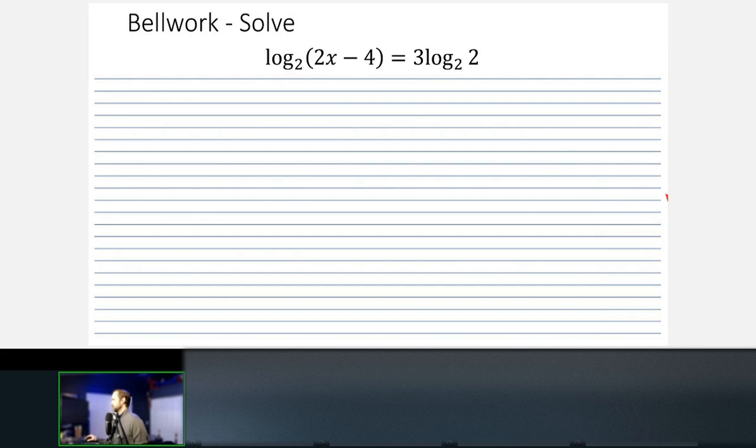Turn the whole log into a 1. Yeah, so that's one way to do it. So this log base 2 of 2 equals 1 because the base and what you're logging are the same numbers. So that's a property: when these match, it equals 1. And then 1 times 3 is just 3. Does everyone see that?